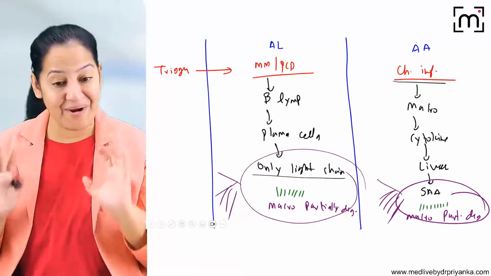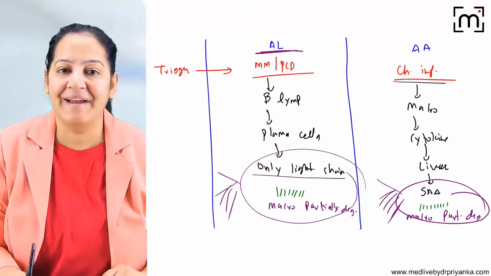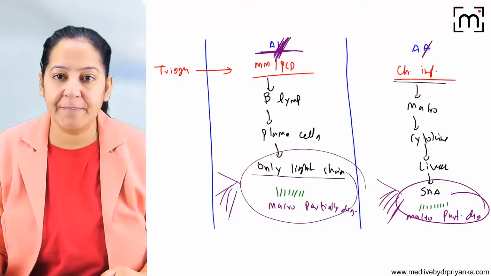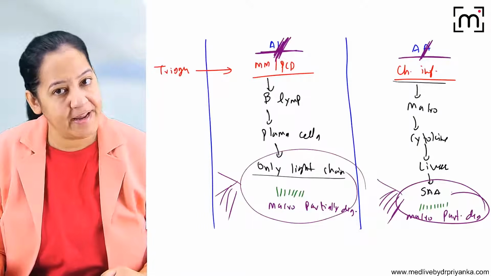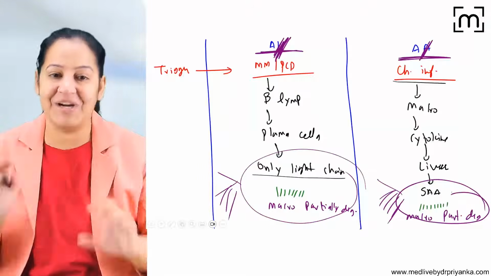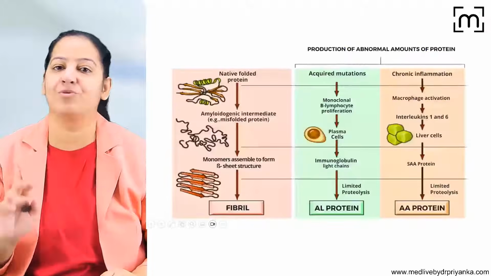That is AA. I tried to super simplify the thing. So here it is made up of light chain, that's why AL type of amyloid. Here it is made up of SAA, that's why AA type of amyloid. I hope I'm crystal clear in my concepts. So draw the flowcharts, people. This is the pathogenesis of the two types of amyloid.